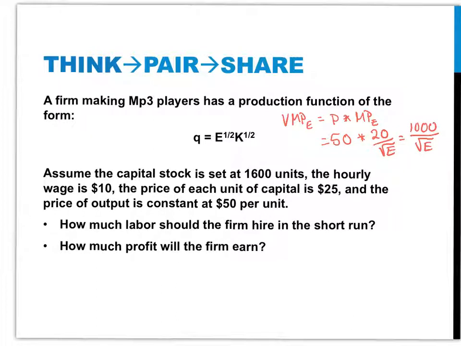And so to find the quantity of labor the firm should hire, we take the value of the marginal product of labor and set that equal to the wage rate. So if the wage rate is 10, we set that equal to the value of the marginal product, 1,000 divided by the square root of E, and we find that E should equal 10,000 hours of labor.